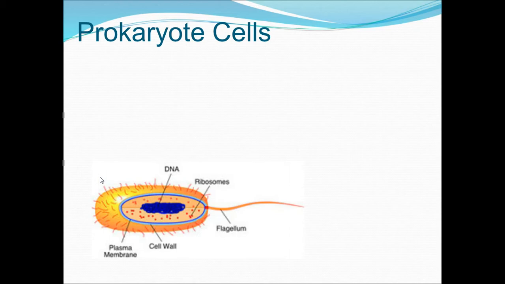Let's talk about prokaryotic cells, or prokaryotes. This is an example, a diagram of a prokaryote. Take a look at its features. Notice it has ribosomes, those are the things that make protein. It has DNA, it has a cell wall, and it has a plasma membrane, which is the same as the cell membrane. It also has a flagellum.